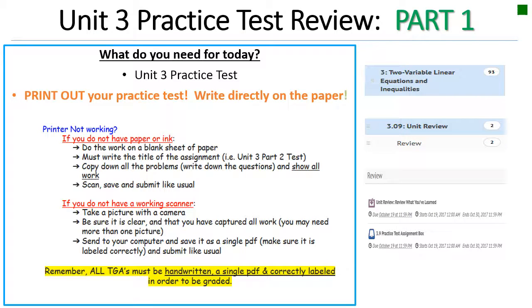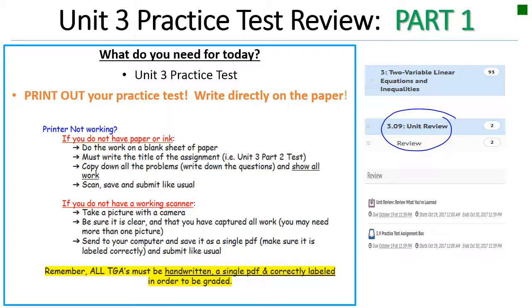For today, you want to have your Unit 3 practice test printed out. So you will want to go to Unit 3 under Content, and then you're going to be going to Lesson 3.09, and then you will download the practice test and print out your practice test. You want to write directly on that paper underneath each question is where you'll show all your work.